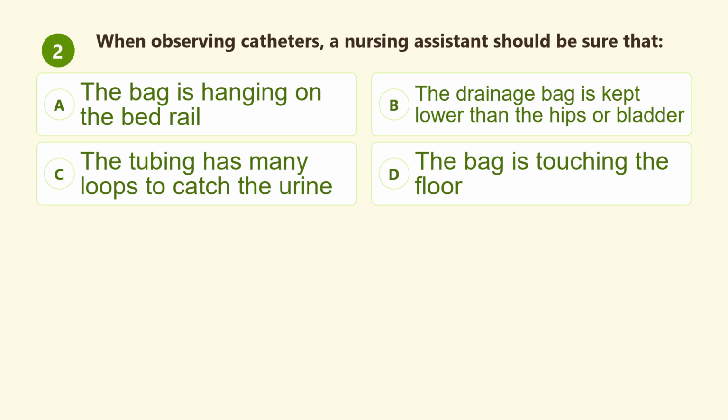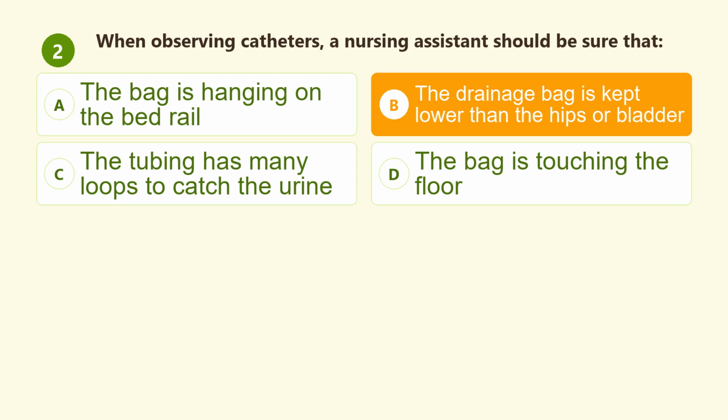Question 2. When observing catheters, a nursing assistant should be sure that Option A, the bag is hanging on the bed rail. Option B, the drainage bag is kept lower than the hips or bladder. Option C, the tubing has many loops to catch the urine. Option D, the bag is touching the floor.